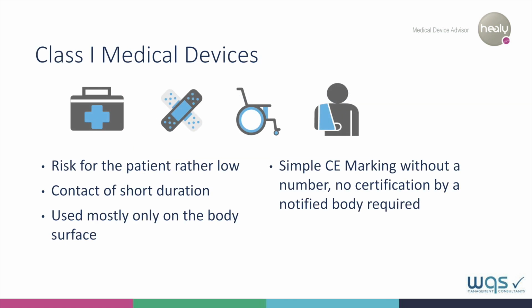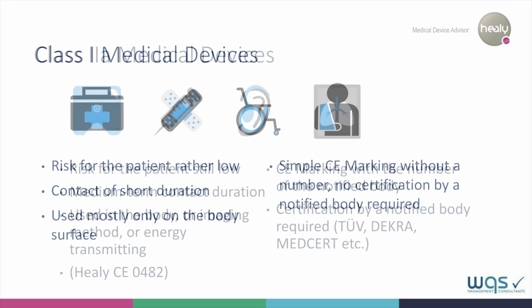Here is an example of a Class 1 device which is easily understood. An adhesive plaster is applied to the body surface for a short period of time. This results in a lower risk for the user. The same applies to bandages or a wheelchair. These products carry a simple CE mark without a number and are therefore not certified by the notified body.